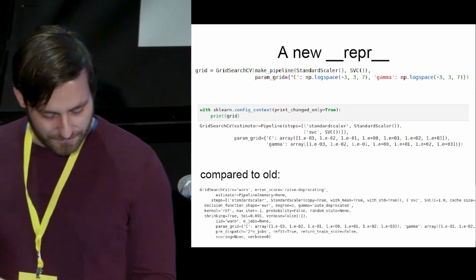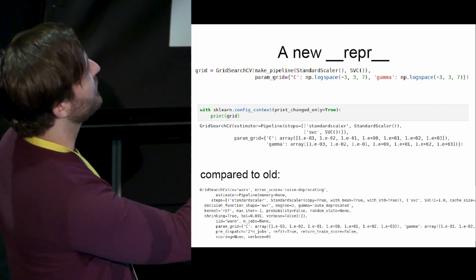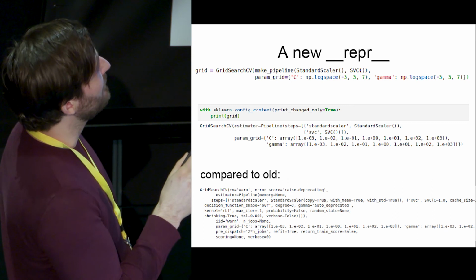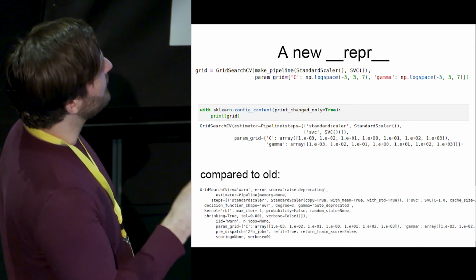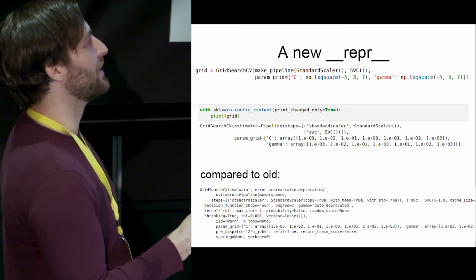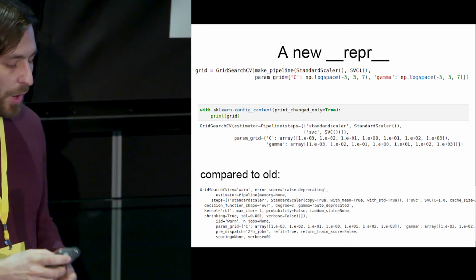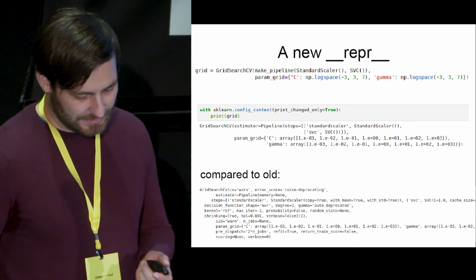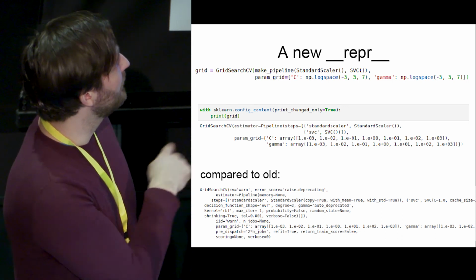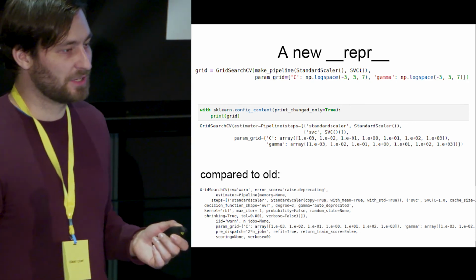But then we even went a step further, and using the new configuration context, or you can also use set_config if you want to globally change it, we can say print only the changed parameters, and then the representation will be this. And so here, this is actually very compact, and you can see what this is supposed to mean, instead of totally overwhelming you with all of the implementation details. So this is what we had before. This is what we're going to have then. And hopefully, this will be less scary and will actually tell you something about the models you're working with.